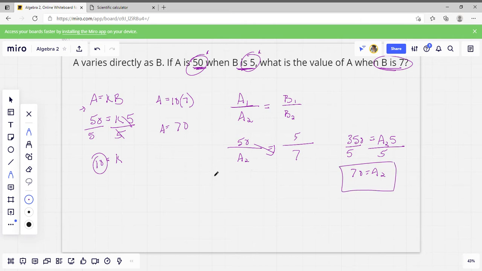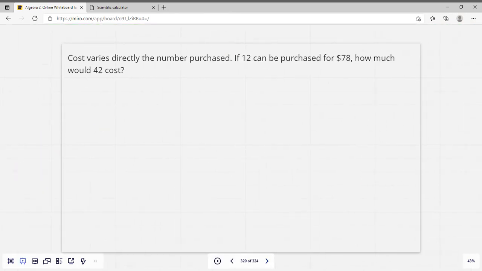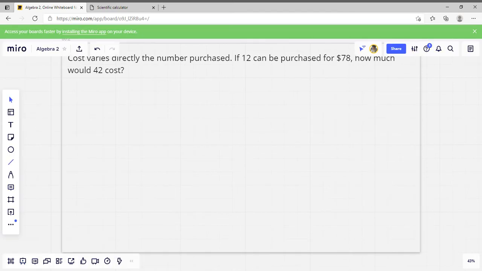It's important to understand that there are two ways to work these problems. Some authors of upper-level science books use the first approach, whereas others use the second approach. So you may see it either way in a science book. All right, let's try another example.